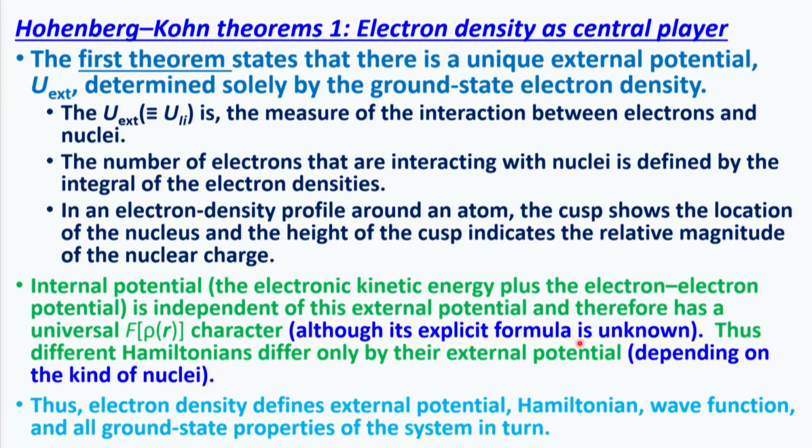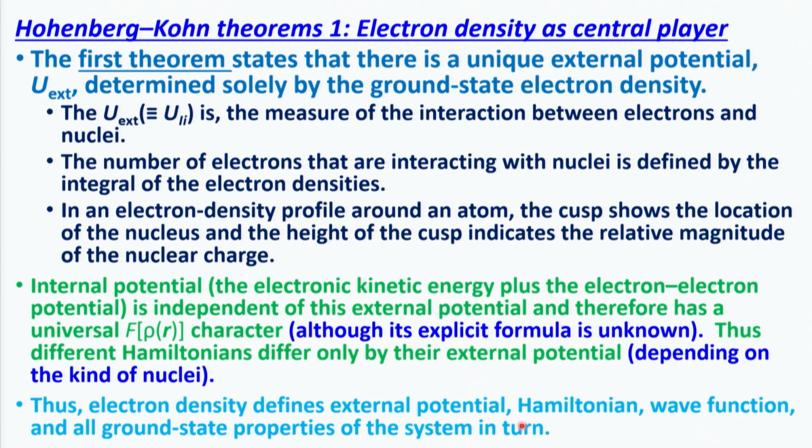Different Hamiltonians differ only by the external parameter, that means the different configuration of the system, depending on the kind of nuclei. Thus the electron density defines the external potential, the Hamiltonian, the wave function and all the ground state properties of the system.